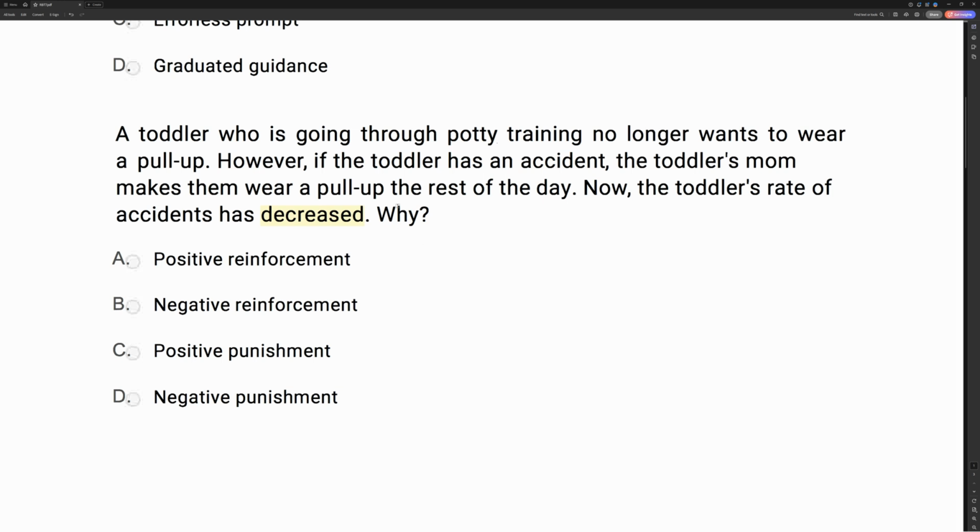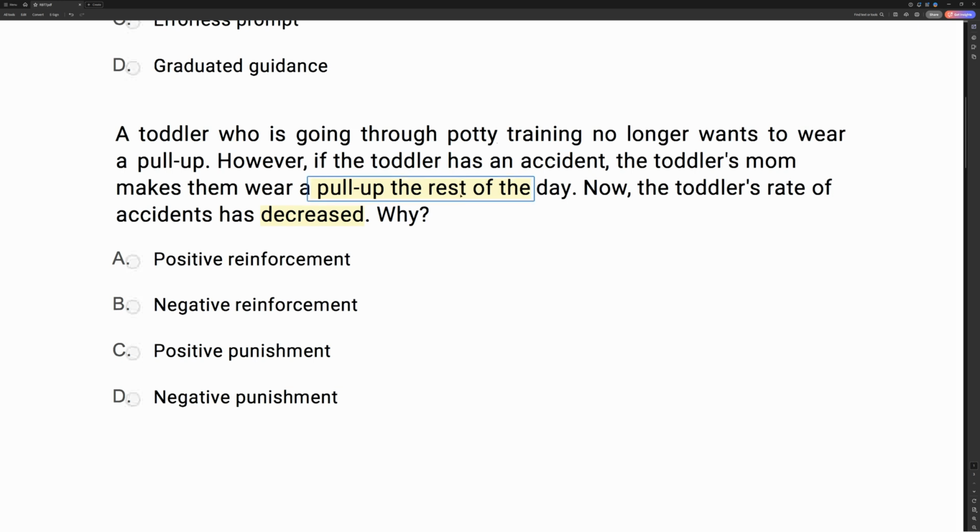Now, in this case, the toddler's going through potty training. They don't want to wear a pull up. If the toddler has an accident, the toddler's mom makes them wear a pull up the rest of the day. Has the toddler's mom added something, taken something away, or withheld something? Well, she's added something, right? She's added the pull up to the environment. She's made the toddler wear the pull up the rest of the day.